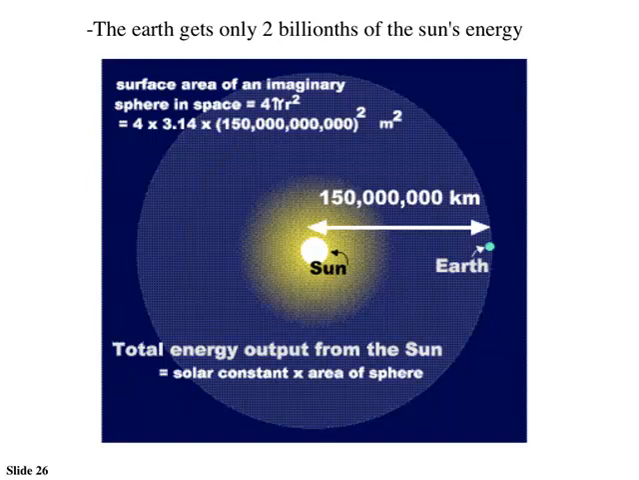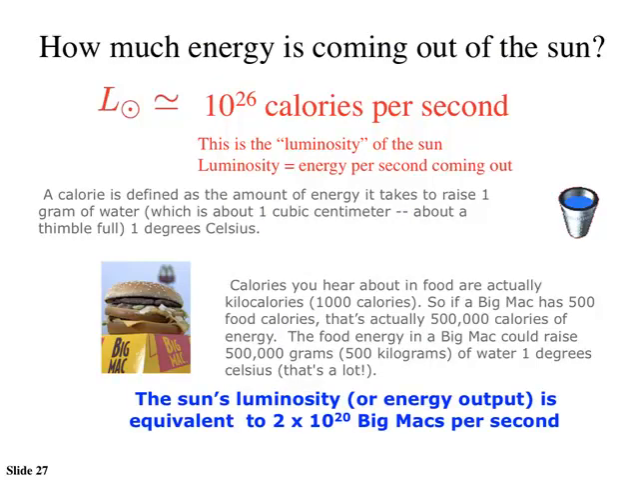Now let's try to quantify how much energy is coming out of the sun. So the unit of energy that most people are very familiar with is the calorie. The calorie is how we gauge how much energy is in the food. So there are 10 to the 26 calories per second coming out of the sun. It's almost an unimaginable number. A calorie technically is defined by the amount of energy it takes to raise 1 gram of water 1 degree Celsius. That's how you define a calorie.